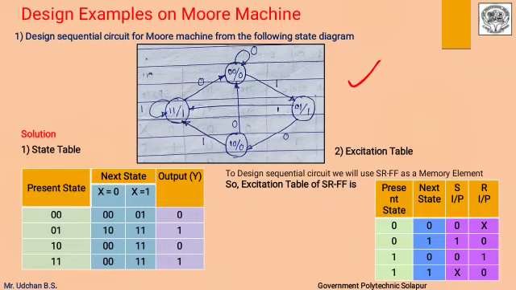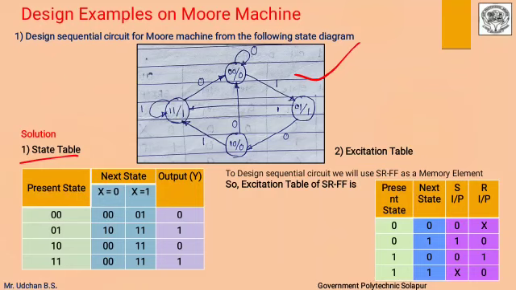Also we can predict whether this state diagram is of Mealy machine or Moore machine, as the output values are written inside the circle of the state. The state diagram is of Moore machine. This is how we can identify whether the state diagram is of Mealy machine or Moore machine. Again, similarly we have to form the state table from the state diagram.